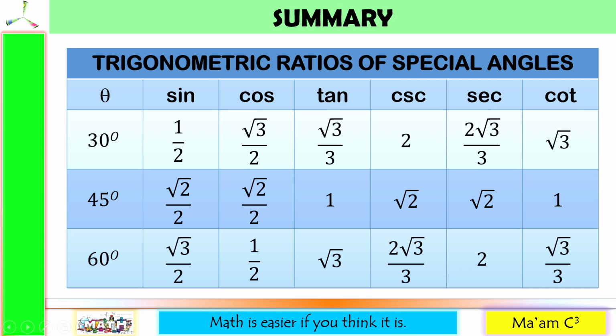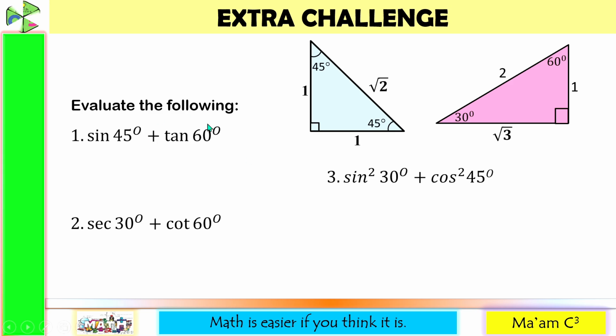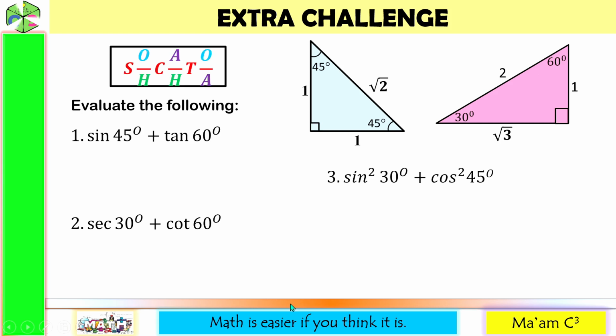Let us do an extra challenge. Evaluate the following. So I have here two triangles. One is 45, 45, 90 degrees. The other one is 30, 60, 90 degrees. It will help us if we will recall SOHCAHTOA.